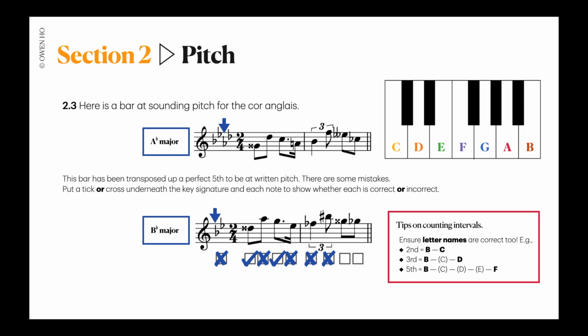So back to our question, because the B sharp is not exactly 5 steps from the F, it's only 4 letter names, as in F, G, A, B, without the C, that makes it a wrong answer.